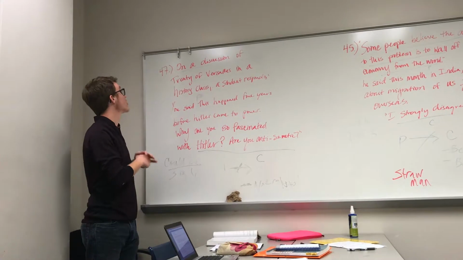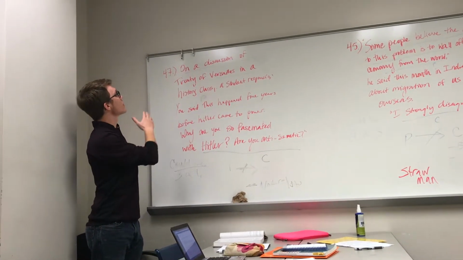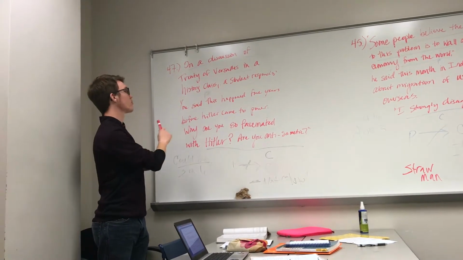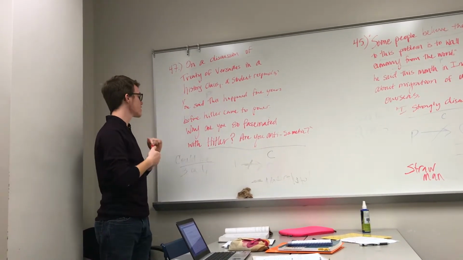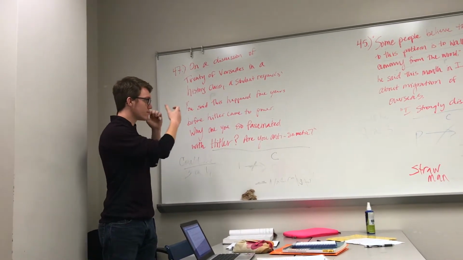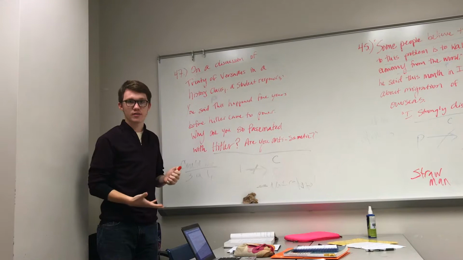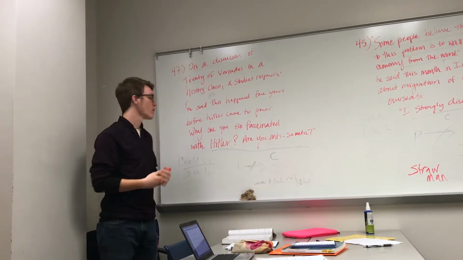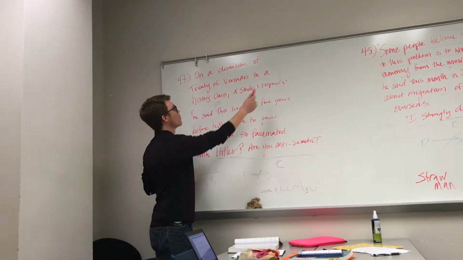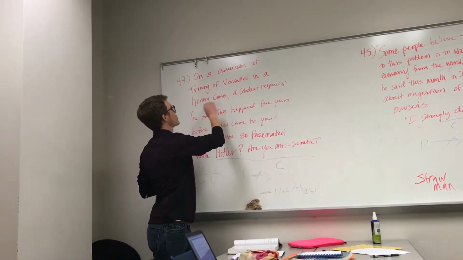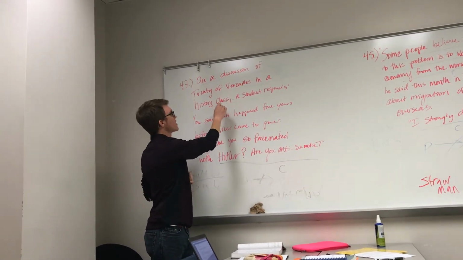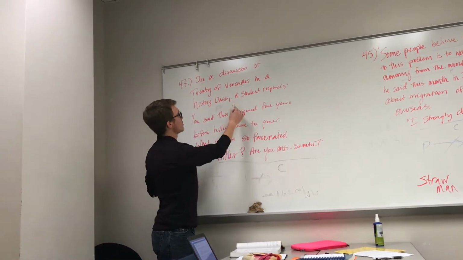And the second question, on a discussion of Treaty of Versailles in a history class, a student responds, "You said this all happened 5 years before Hitler came to power. Why are you so fascinated with Hitler? Are you anti-Semitic?" Now the whole thing, right off the bat, looks like it's a fallacy because there's no concrete arguments. So the premise is the first part, up to the student response in history class.